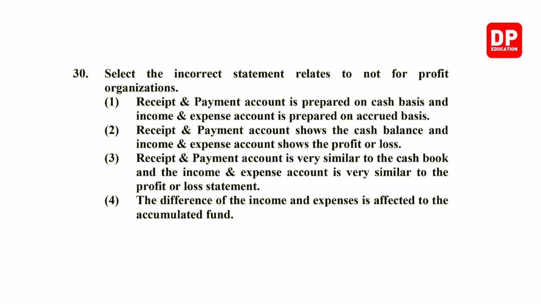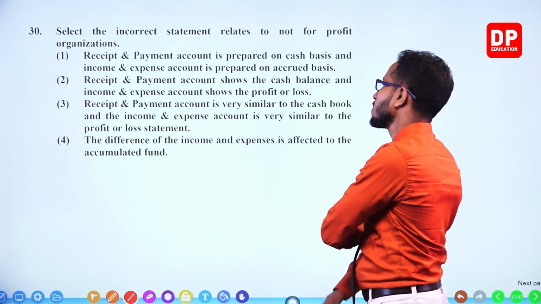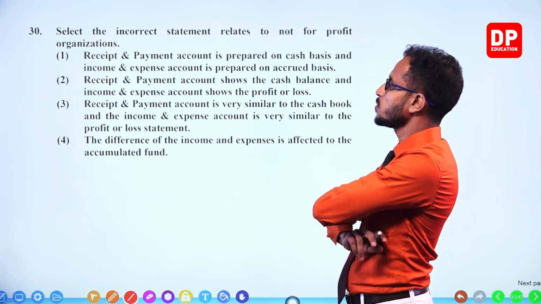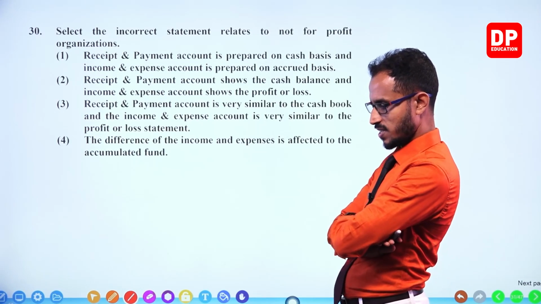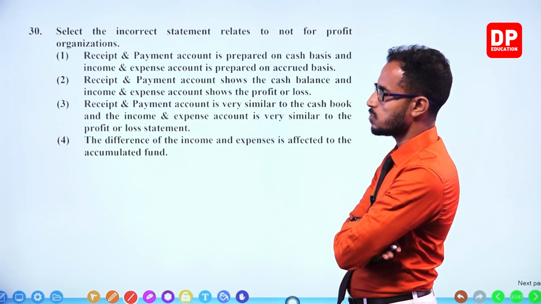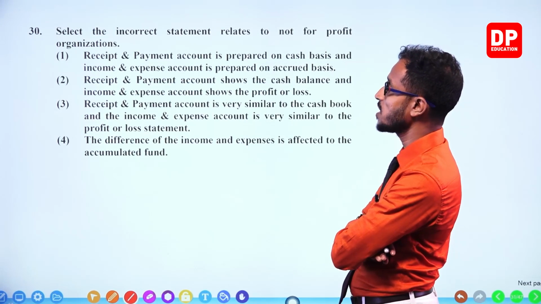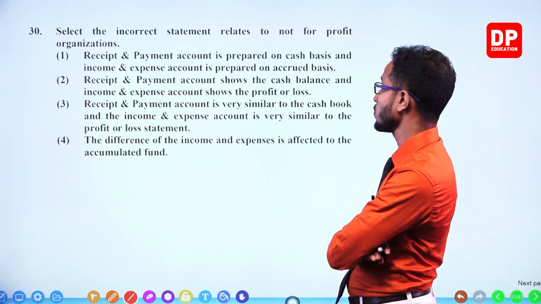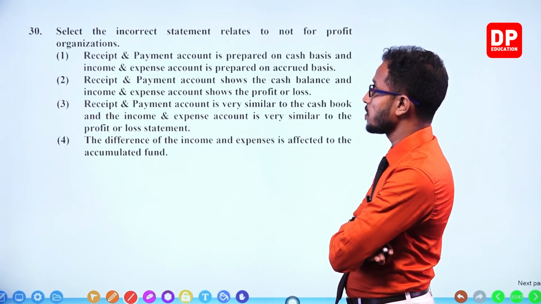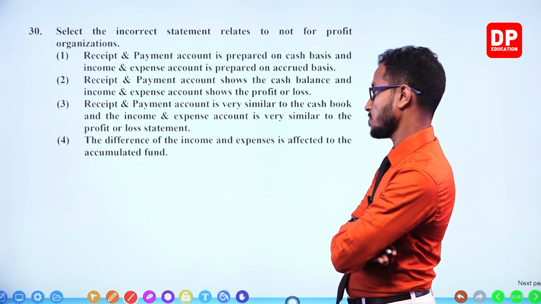Last question. Select the incorrect statement which relates to not-for-profit organizations. Right, let's go through the given answers, shall we? Receipts and payment account is prepared on cash basis, and the income and expenditure account is prepared on accrual basis. Wow. Well, that is a surprise, huh?